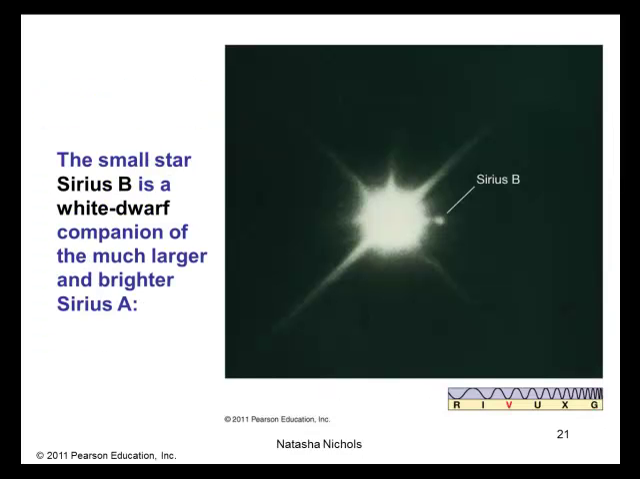Here's an example of the small star Sirius B, which is a companion of the much larger and brighter Sirius A. Sirius B is a white dwarf, and it's represented by the dot on the right on the slide. The spikes on the image that you see of Sirius A are not real. They're caused by the support struts of the telescope.